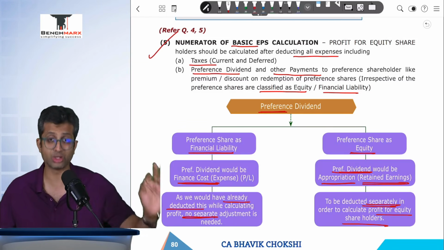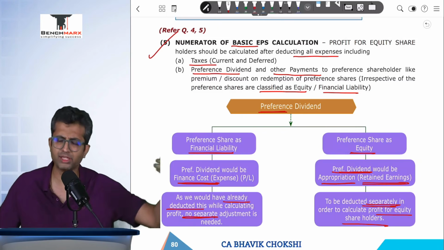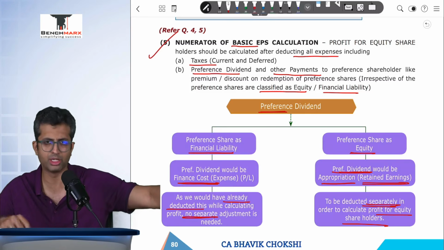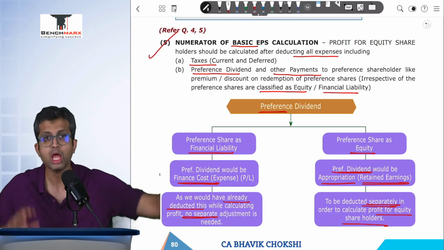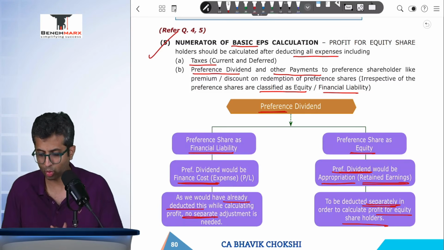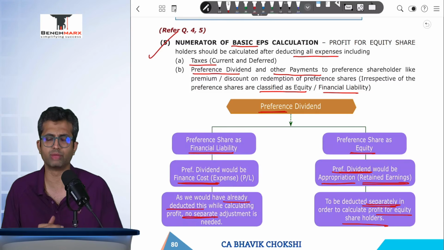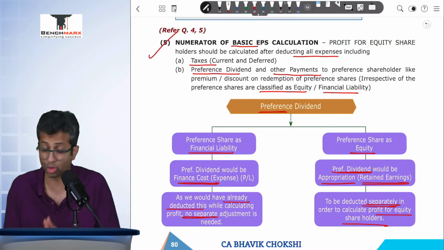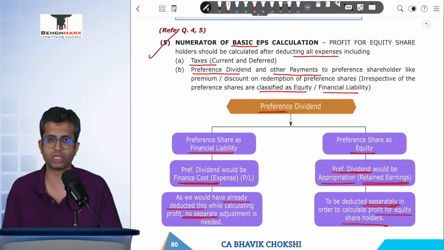The long story short is they have to be deducted. If they were classified as liability, they would have already been deducted, and hence I don't need to deduct it again. But if they are classified as equity, then I don't really need to deduct it from finance cost, but I need to deduct it while calculating net profit for equity shareholders, and hence I'll have to separately adjust it.